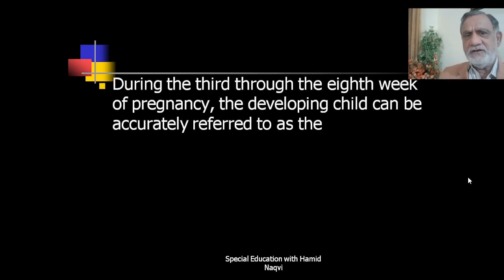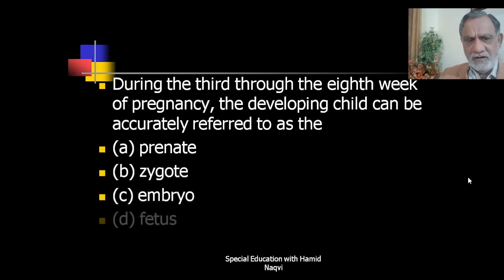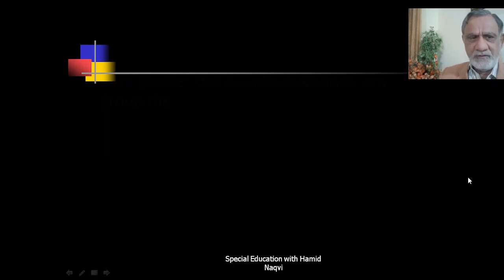During the third through the eighth week of pregnancy, the developing child can be accurately referred to as the prenate, zygote, embryo, or fetus. The correct answer is embryo.